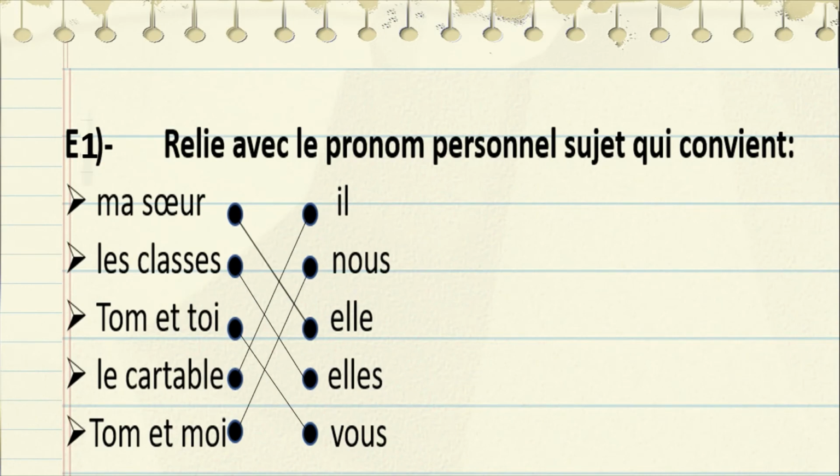Next we have Tom et moi. Moi means me. So Tom and me. Here the speaker, who's me, is also included in this subject. So we'll use nous, which means we. Tom et moi is considered as the subject pronoun nous, we.